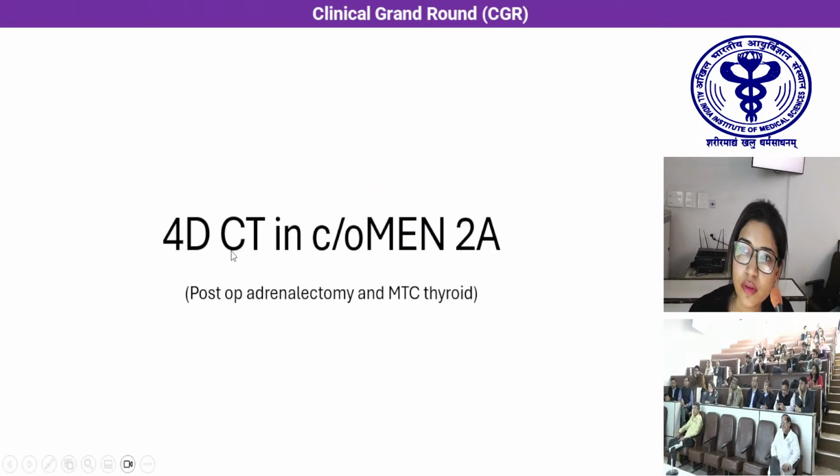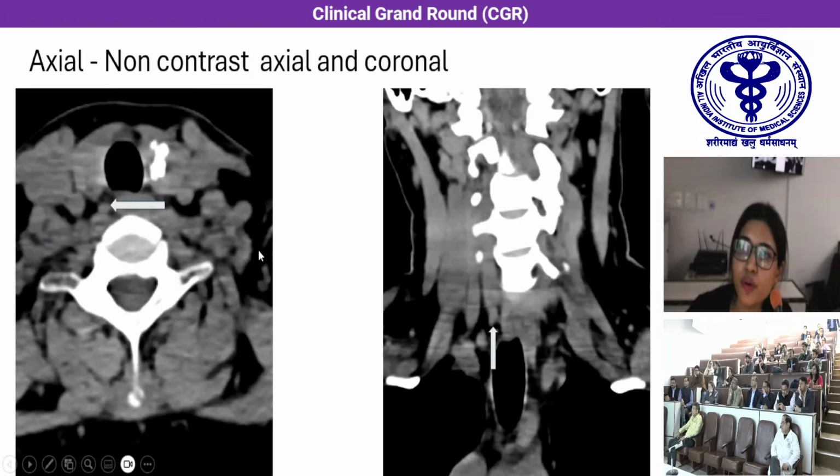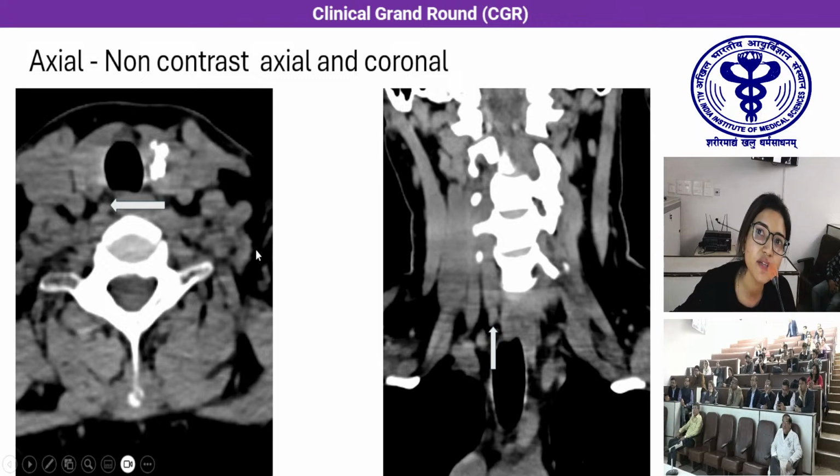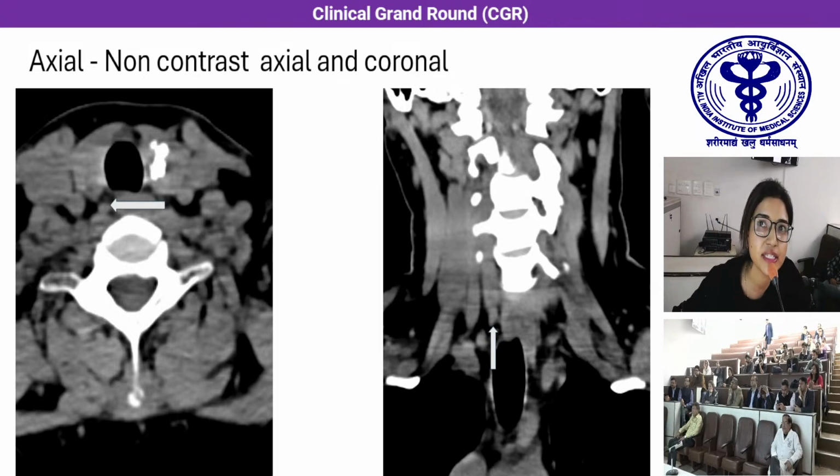So firstly, for 4D-CT. 4D-CT is done to look for parathyroid adenoma. In 4D-CT, what we do is we take a non-contrast imaging, then one arterial phase imaging, and then one venous phase imaging. So this is the non-contrast axial and coronal scans.